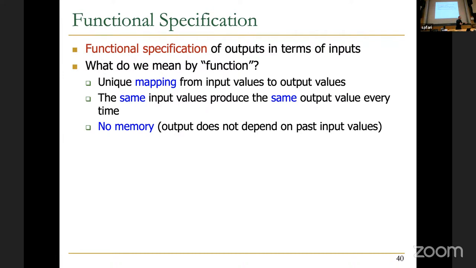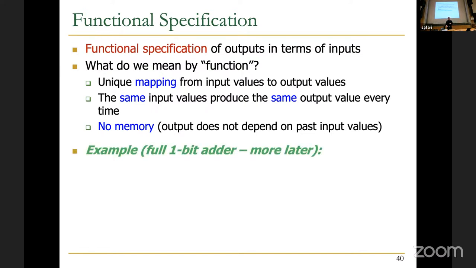Of course, you may specify a function to include randomness in it as well. You need to explicitly specify it, right? So there could be a random number generation circuit, for example. Then that needs to be explicitly specified and incorporated into the inputs. These are actually fascinating things. Random numbers are employed for many things today, including cryptography. And you need to build these circuits that do random number generation, so they need to be explicit. Okay, there's no memory, as we said, because we're talking about combinational logic right now. Output does not depend on past input values.